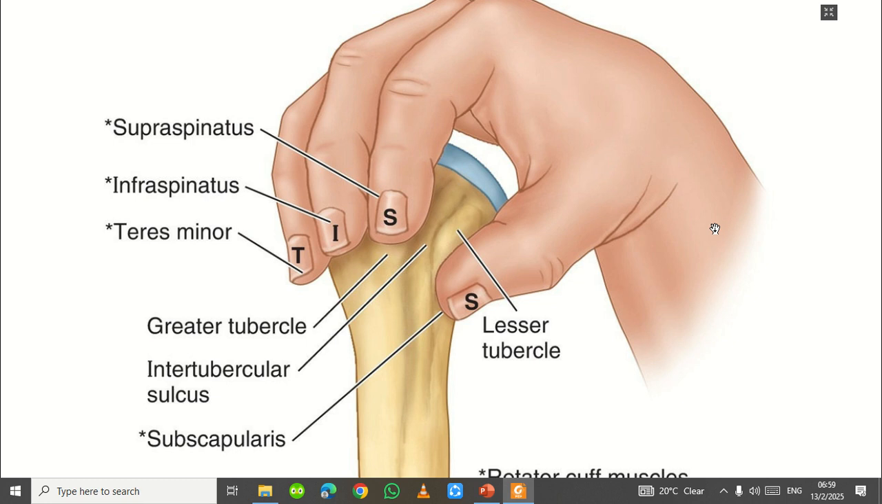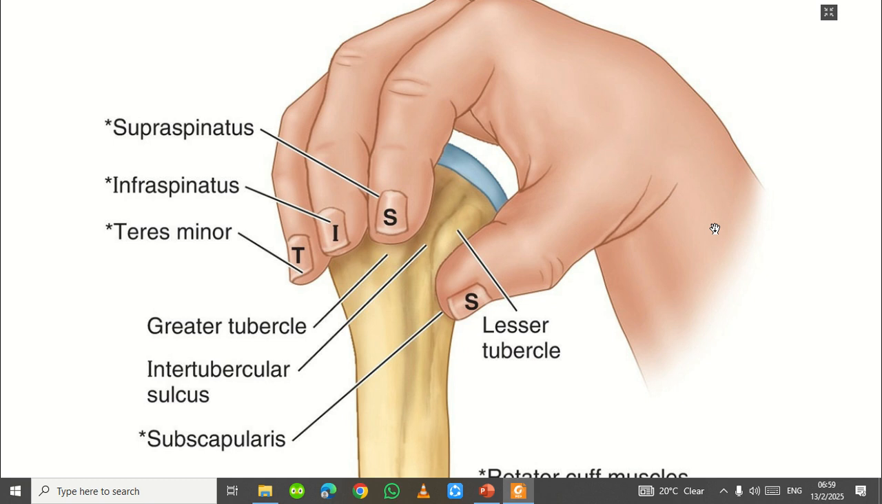So today we're going to talk about rotator cuff tendinitis. What is a rotator cuff? A rotator cuff consists of tendons of muscles that stabilize the glenohumeral joint, stabilizing the humeral head on the glenoid cavity.